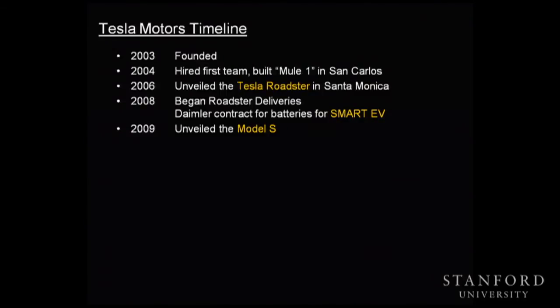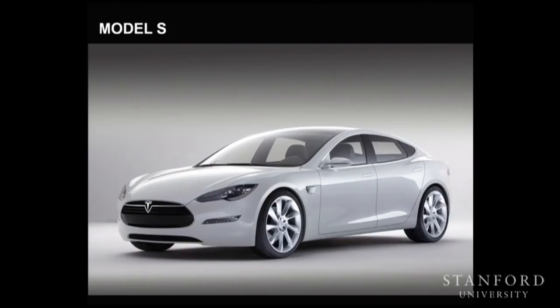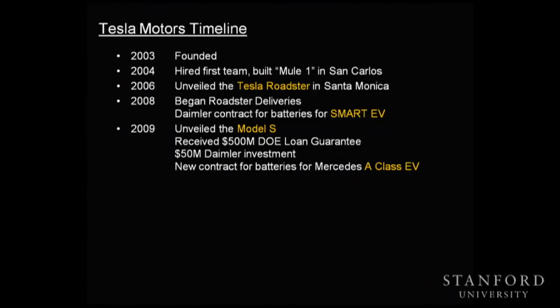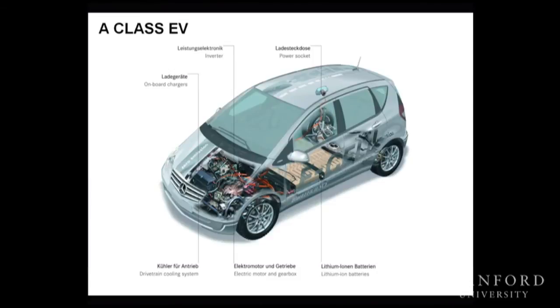2009, they unveiled the Model S. That's when I started, in February 2009. I worked in the battery pack organization, so the first thing I started working on was the battery pack for the Model S. We got this DOE loan guarantee. We got an investment from Daimler. We got a contract with them for batteries for the A-Class. I don't know if you've seen those around. They're cute little cars.